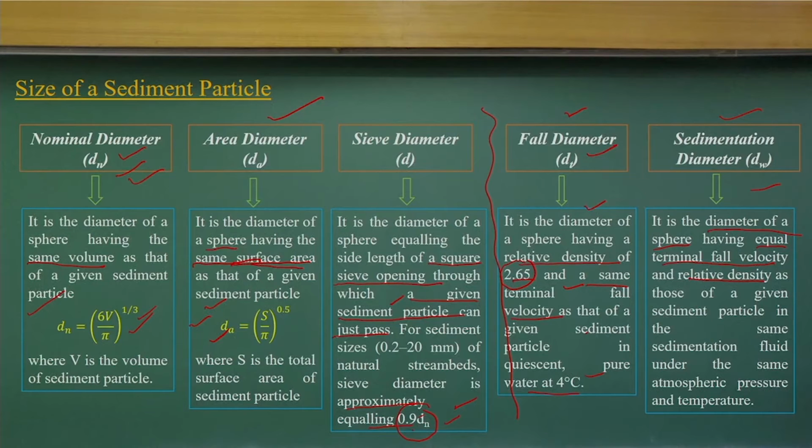These five diameters are theoretical, but please try to understand that we use them to define sediment properties for different processes: deposition, the lifting process, nutrient carriers. The middle one, the sieve diameter, is easy to measure just by sieving, and it can establish the links to the others. So please keep in view these five diameters: nominal, areal, sieve, fall, and sedimentation diameter.